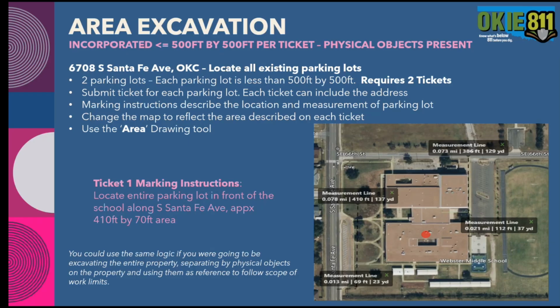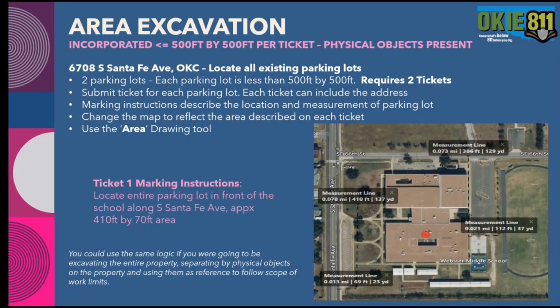So you can get the measurements of the parking lot, everything you need off of our map using the measuring tool. Then you'll mark the parking lot on the map and describe that information on the ticket, and then use the area drawing tool to encompass that, because again, the area is going to mark a square or a rectangle, that sort of thing. So ticket 1 example would be locate the entire parking lot in front of the school along South Santa Fe Avenue, approximately 410 by 70 foot area. Very clear, tells them exactly where to go, how big of an area it is to locate. They know exactly what to do.